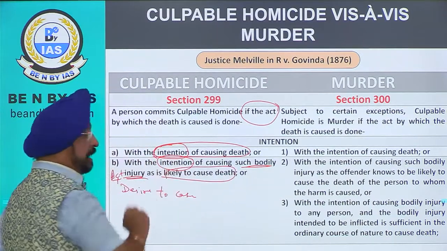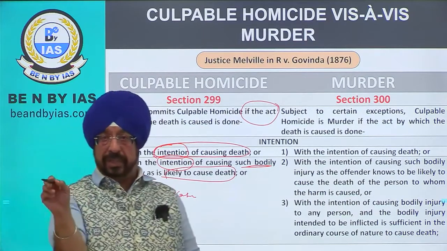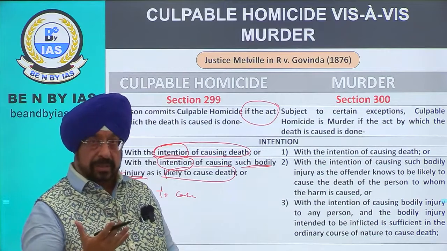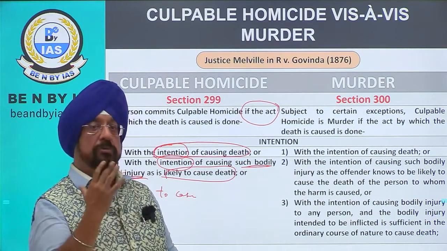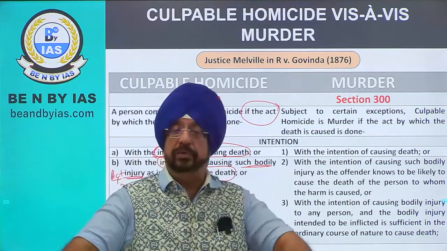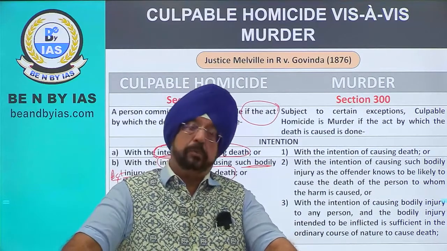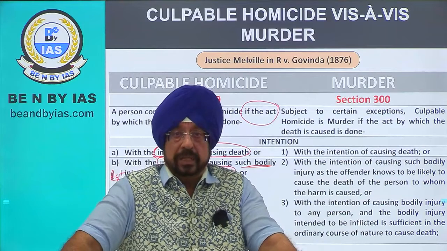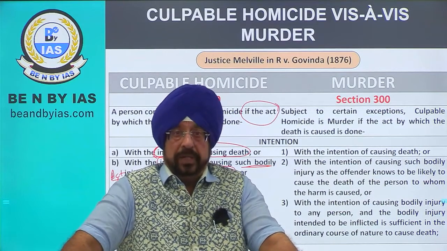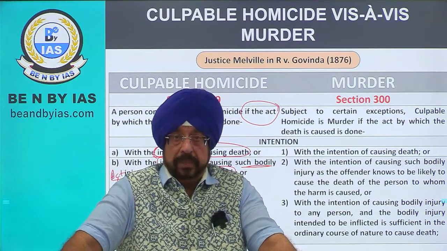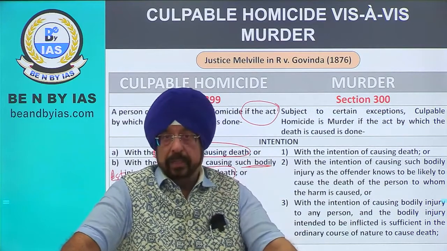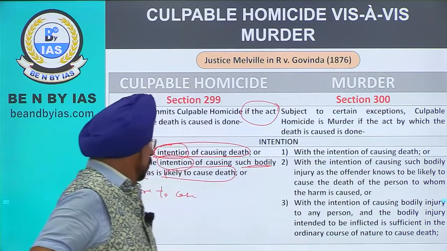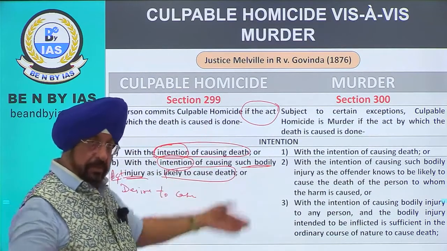So intention is there, but intention is not clear-cut causing the death. That is covered under the first clause. In the second clause, the intention is to cause a bodily injury. And what kind of bodily injury? Which is likely to cause death. There is a possibility, a strong possibility maybe, likely is related to that, of causing death. Okay? Now, third, let's see, then we'll come back to murder.